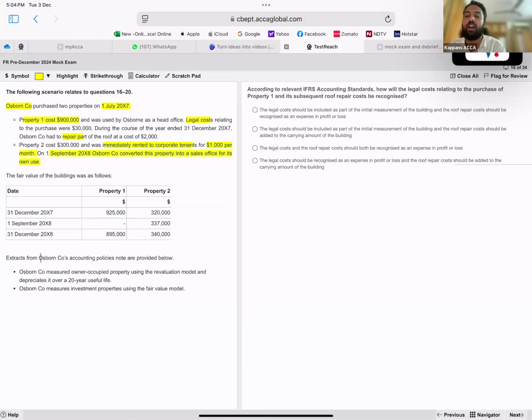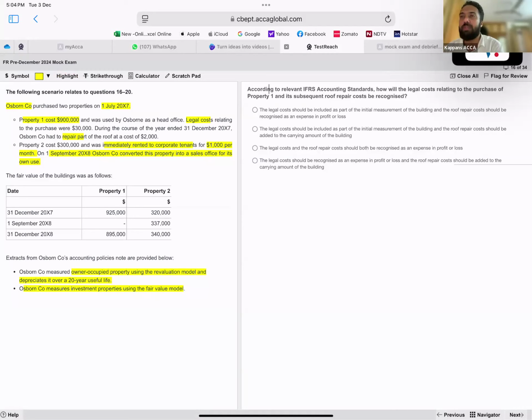An extract from Osborn's accounting policies note is provided. Osborn measures owner-occupied property using the revaluation model and depreciates it over a 20-year useful life. Osborn measures investment property using the fair value model. So once it is the fair value model, the investment property will not be depreciated.